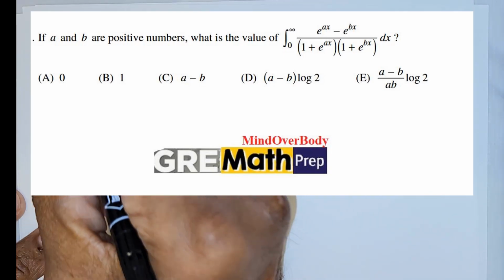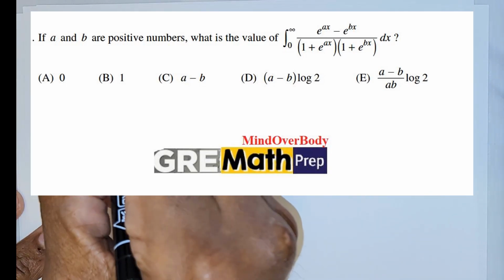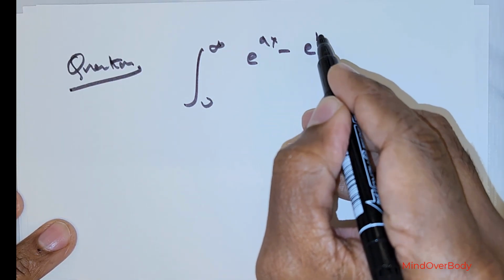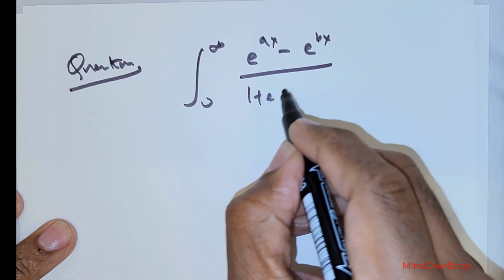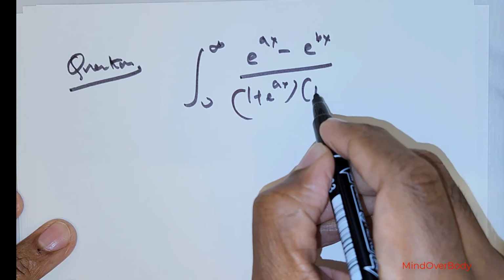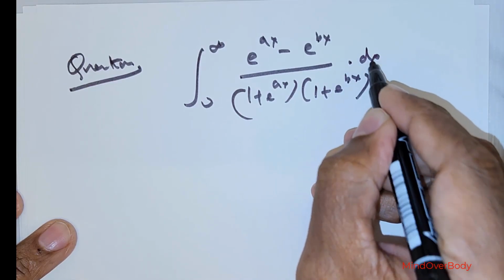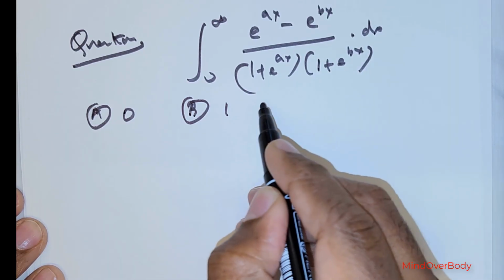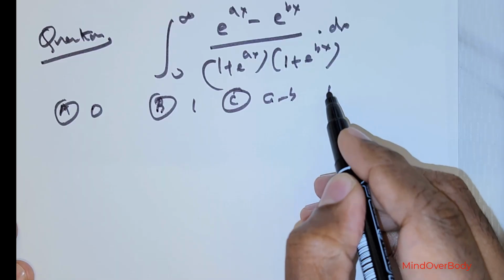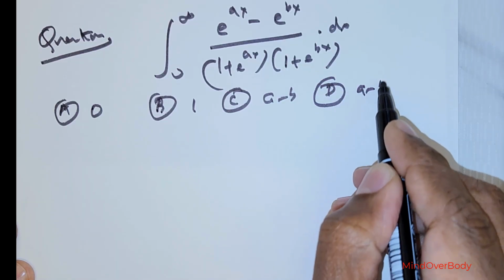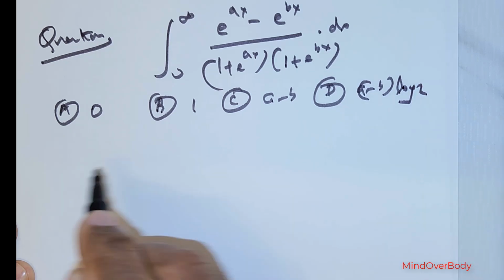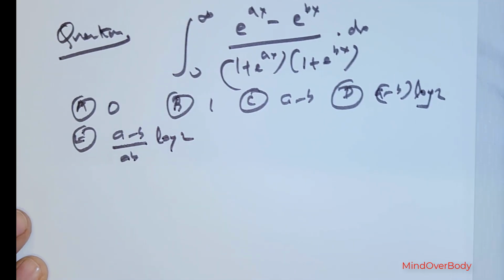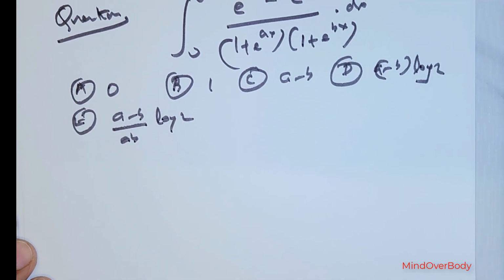Okay, so we have this question: the integral from 0 to infinity of (e^(ax) - e^(bx)) divided by (1 + e^(ax)) times (1 + e^(bx)) dx. The choices are given as: a) 0, b) 1, c) negative b, d) negative b log 2, and e) negative b over ab log 2. So how are we going to handle this question?